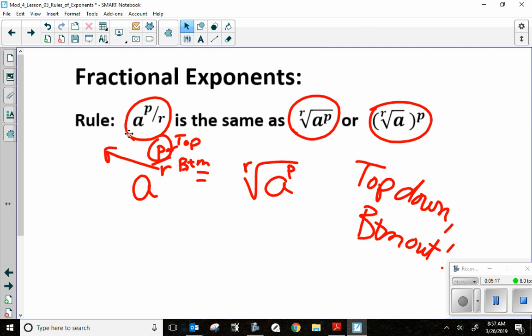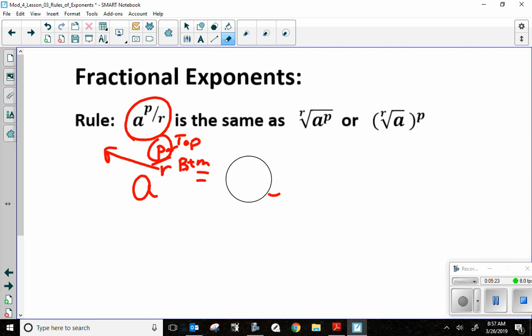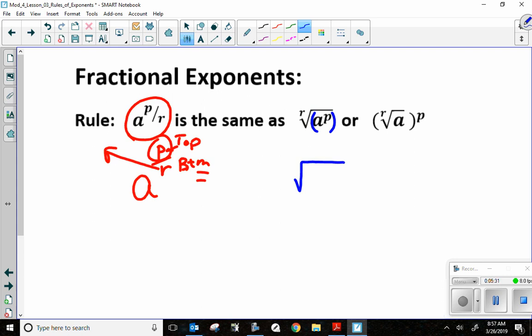So, what is with this right here? I don't get this. What's the deal? It's just saying I can apply the p first. Okay, so let's say I have the square root of 2. I should do 8.